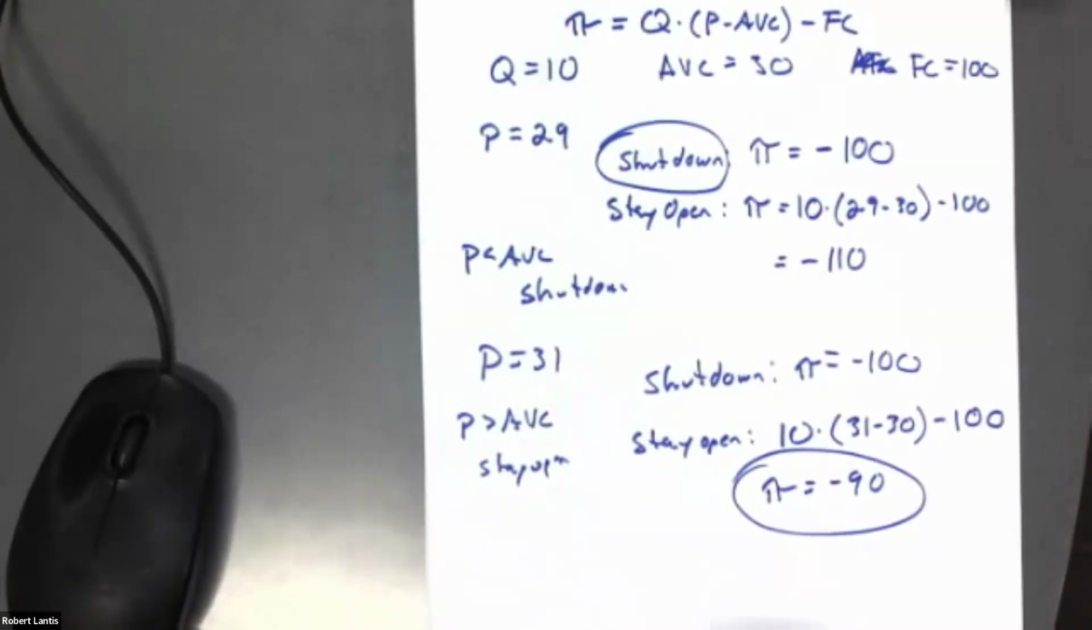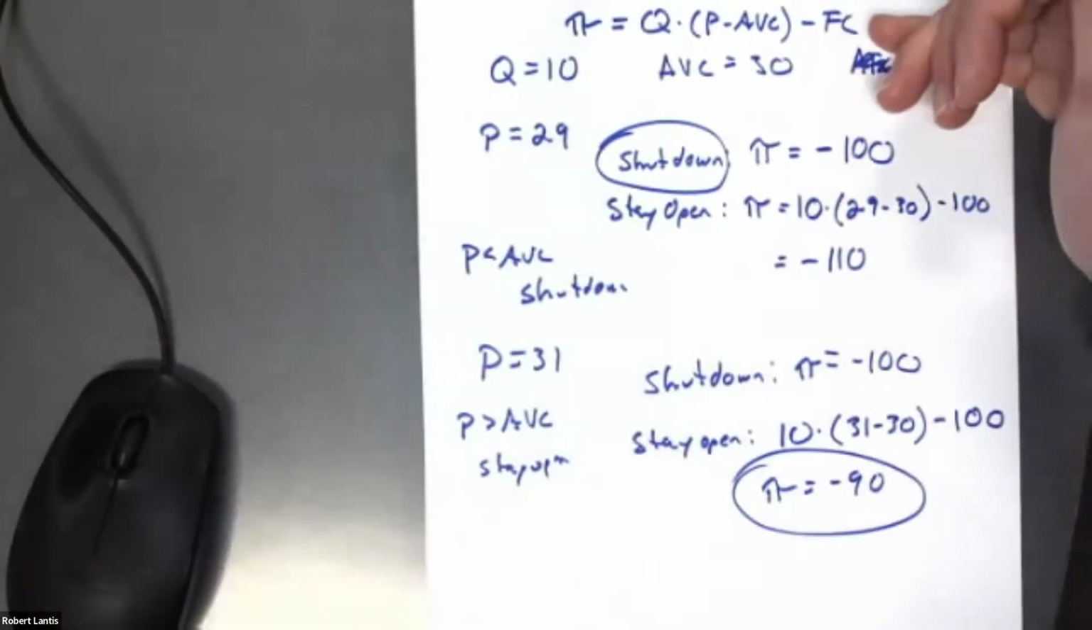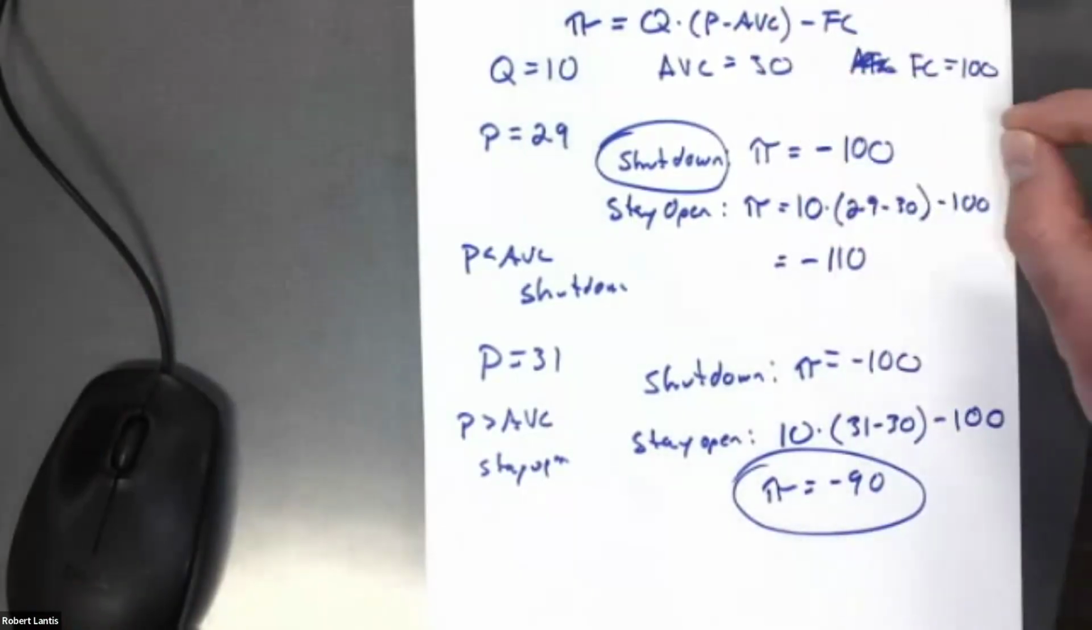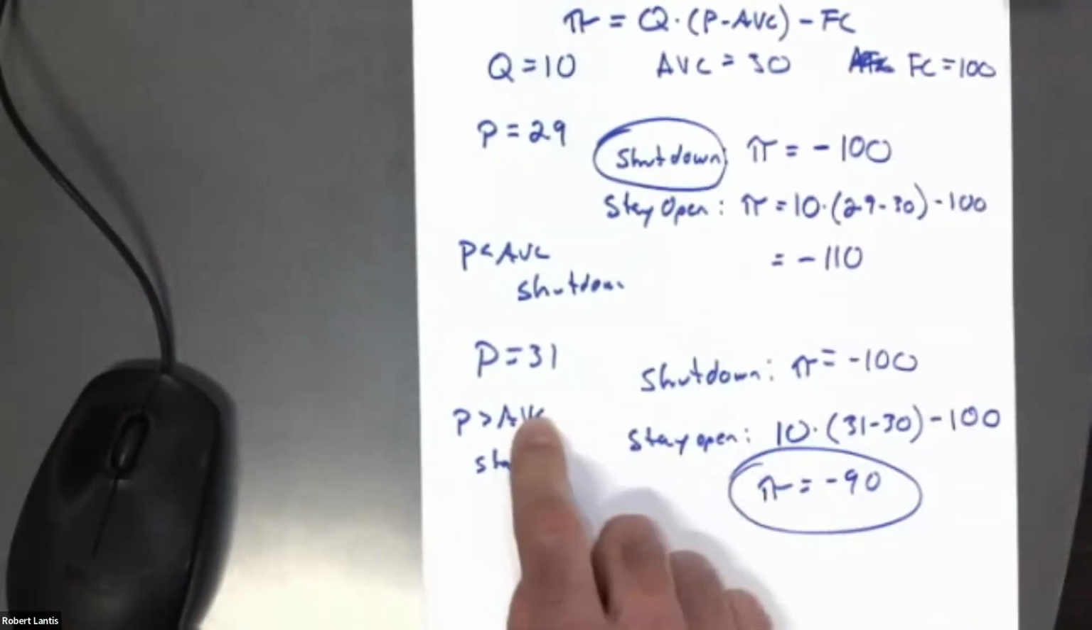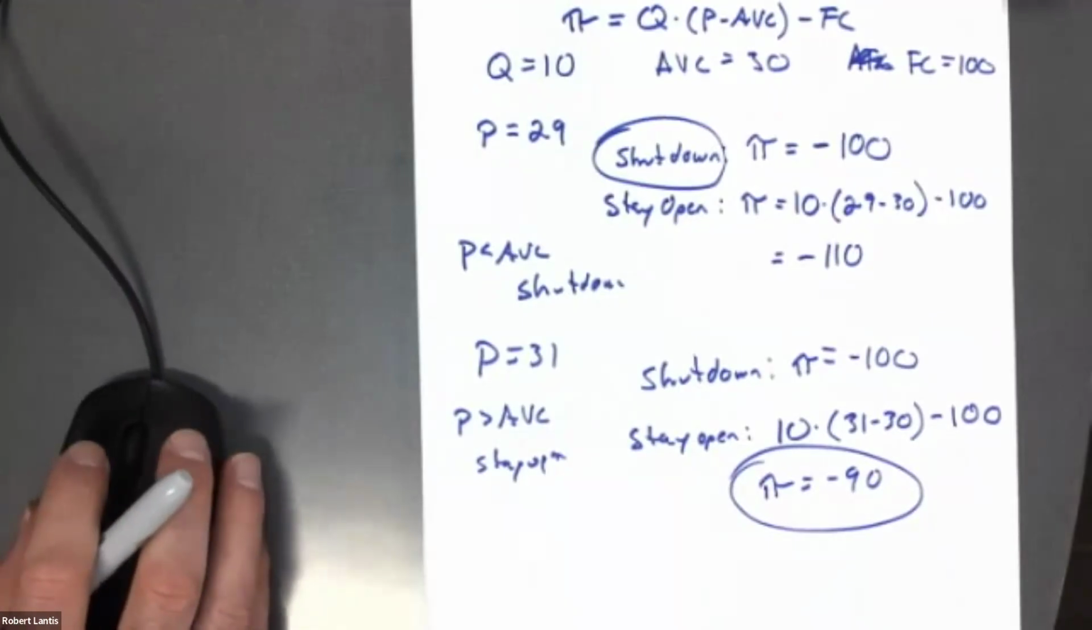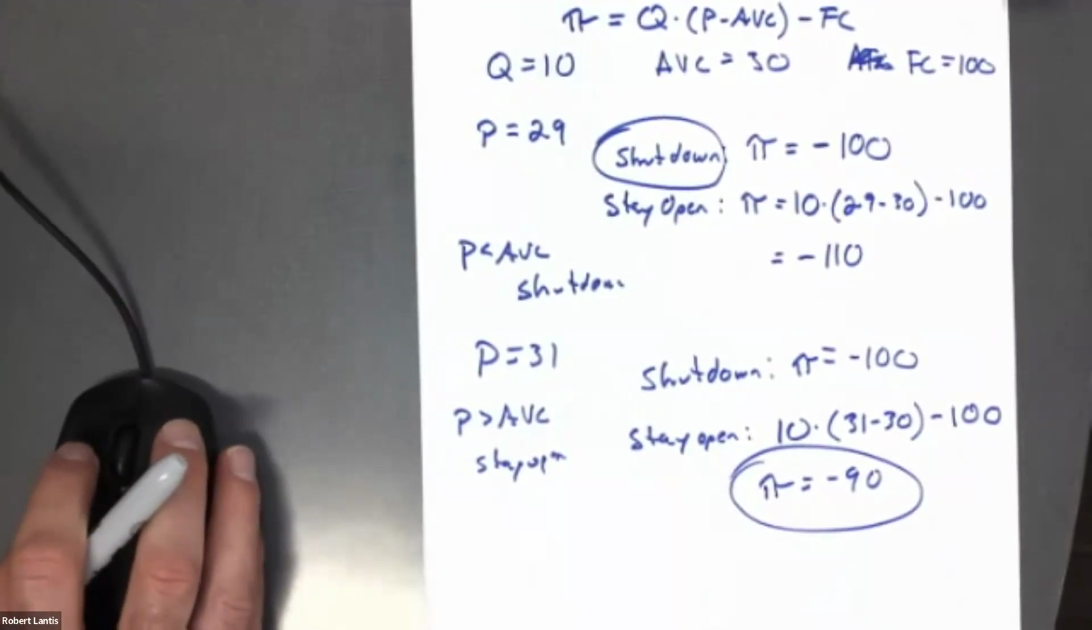Using these values, you can prove to yourself from our profit equation that anytime price is below average variable cost, you're better off shutting down. Anytime price is above average variable cost, you're better off staying open. Any questions on that idea before we keep moving here?